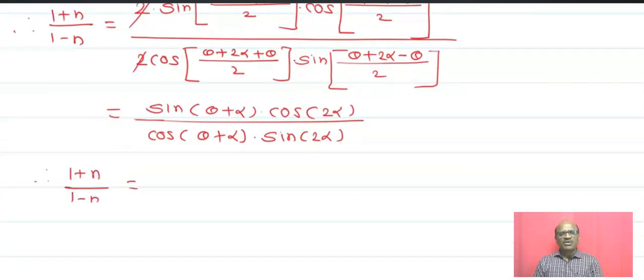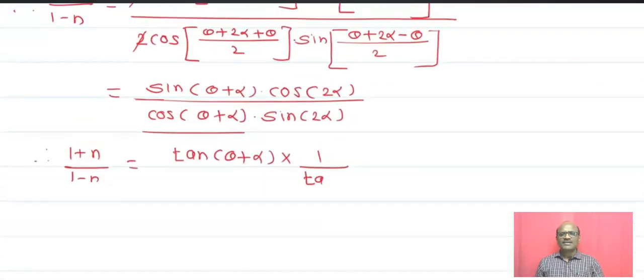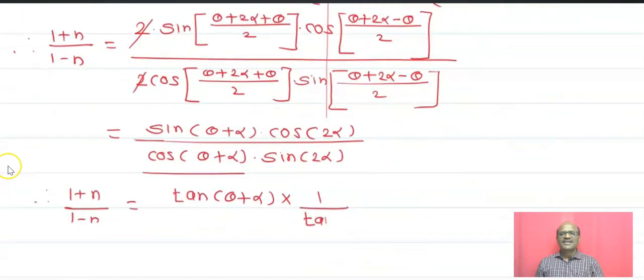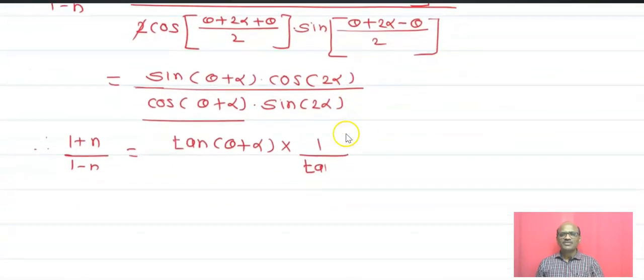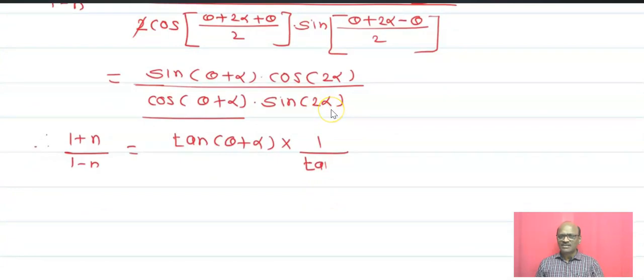That is (1 + n)/(1 − n), then you will get tan of (theta + alpha) into 1 upon tan of alpha. I had not written that step, and also 2 alpha divided by 2 here, 2 alpha divided by 2.